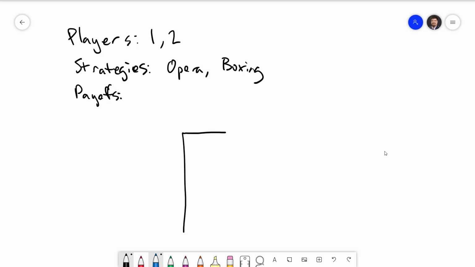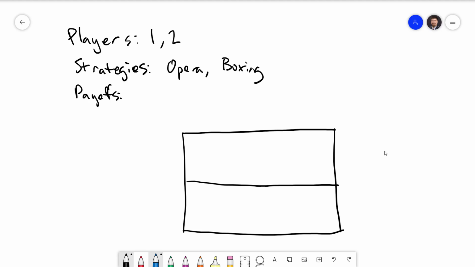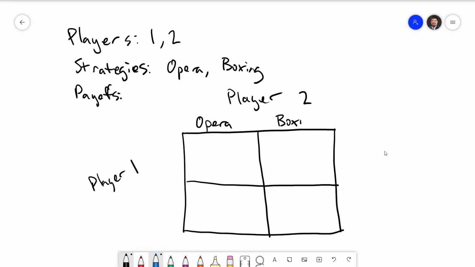Since we have 2 players and 2 strategies, I'm again going to make a 2x2 grid. In situations where we have more than 2 options, then the grid will be a bit bigger. I'm again going to put player 1 on the rows and player 2 on the columns. The 2 options are opera and boxing for both players. In both of the games that we've talked about here, the 2 players have the same choices, but that does not necessarily need to be the case.